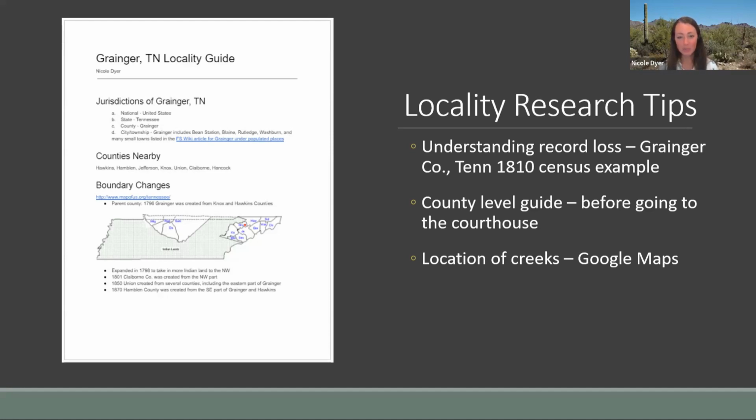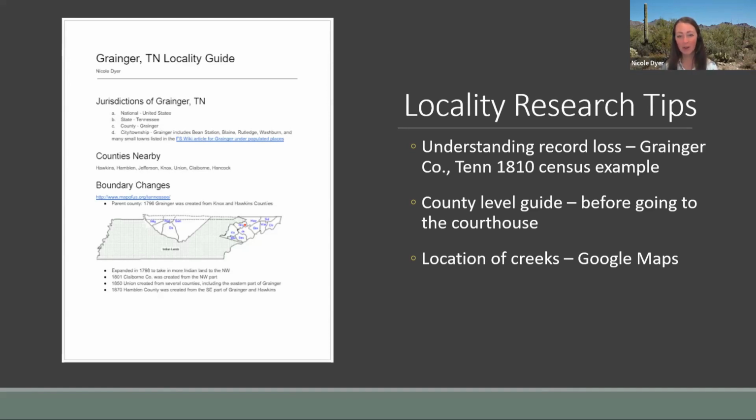All right, another thing that's been on my mind with locality research is courthouse research. It's my goal to go and explore more courthouses. So I've been studying the book Courthouse Research by Christine Rose, which I highly recommend. She has such a great writing style, very friendly and fun, but also very informative.